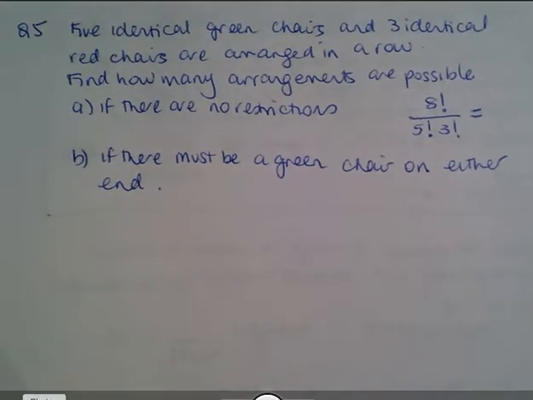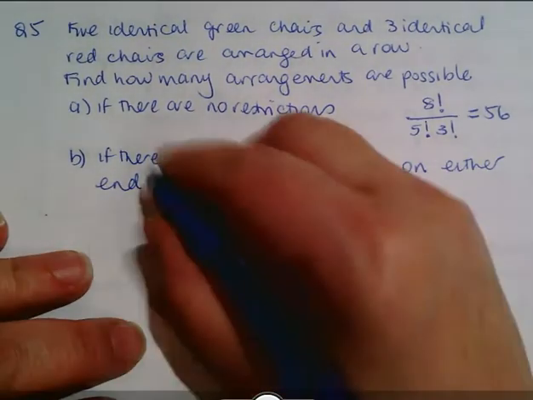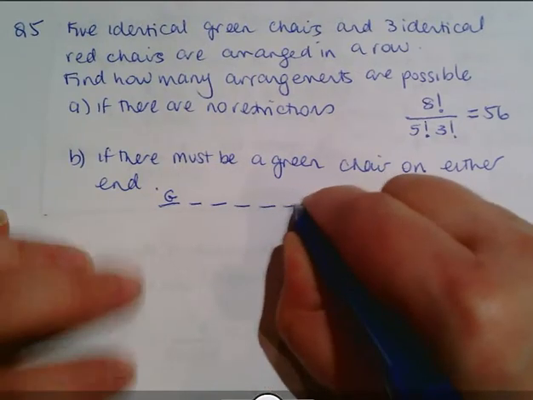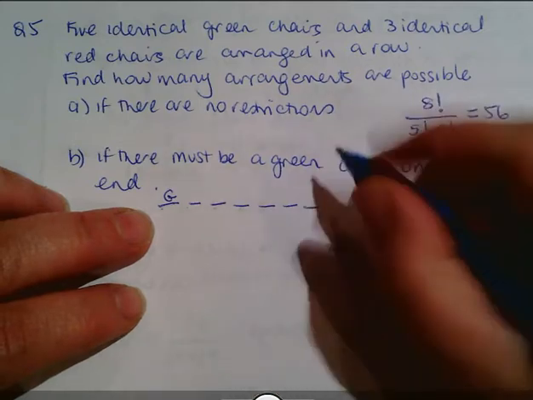Find how many arrangements are possible if there must be a green chair on either end. So I'm going to go green, 5, 6. So we've got 8 chairs. 1, 2, 3, 4, 5, 6, 7, 8.